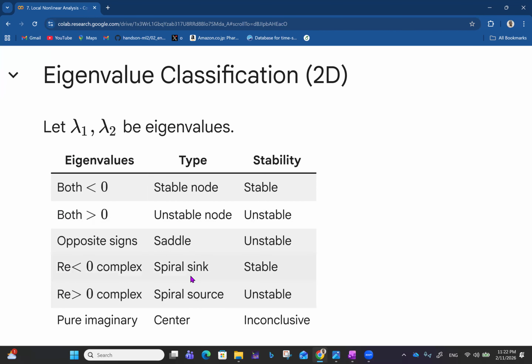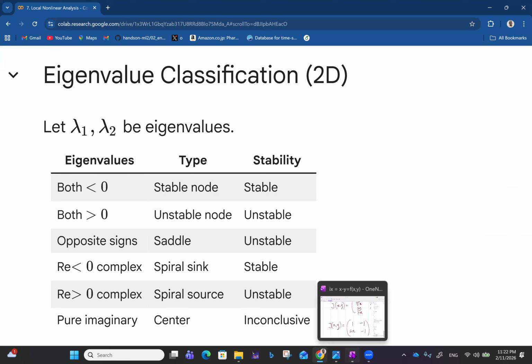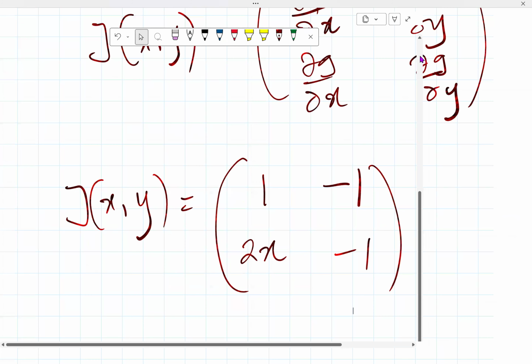That is a spiral going to a particular point, and in that case, the system is stable. If the real part of a complex eigenvalue is greater than 0, we have a spiral source. So that means a spiral that is growing out, that is unstable. Then if it is pure imaginary, just plus or minus something i, we have a center, that's inconclusive. I think that's what is also called a limit cycle. So let me demonstrate all these things. I think I've done this demonstration amply, but let me just go ahead and do that again.